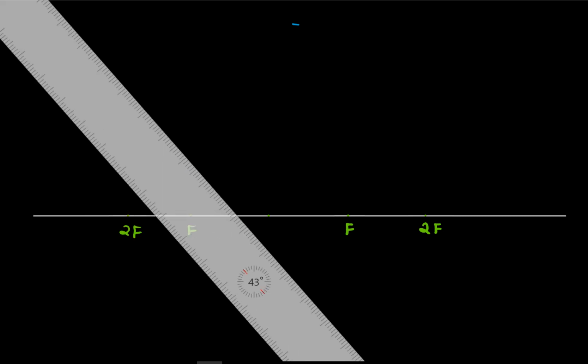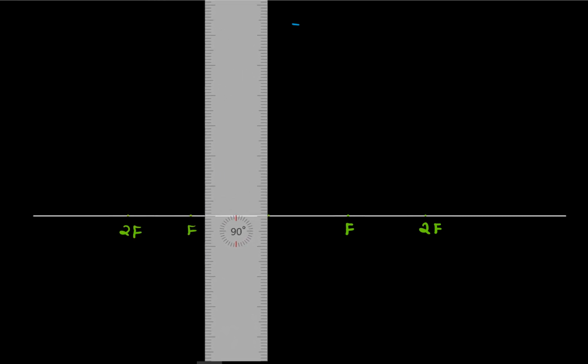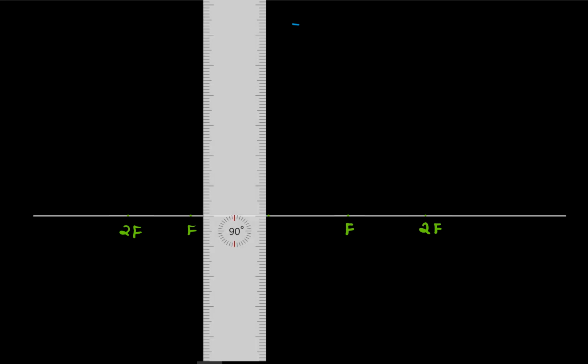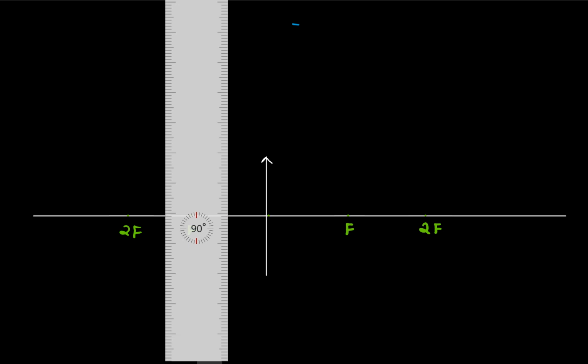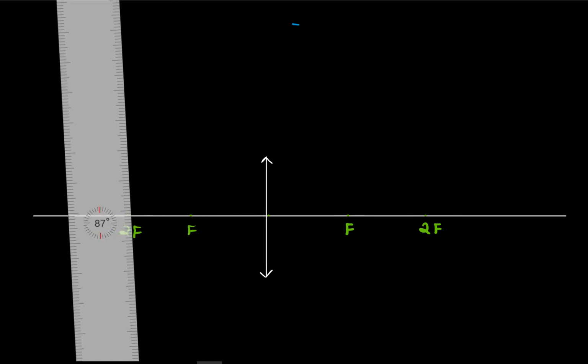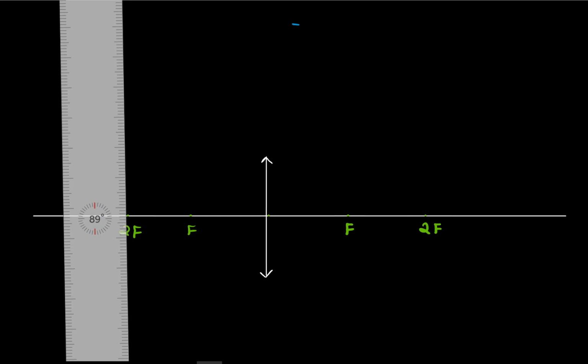And now I make my ruler vertical and I draw my lens. And my lens, once again, is equal distance above the principal axis as it is below. Okay. So again I draw the arrows to show the symbol of a lens. So there is no need to mark it as lens because the symbol itself stands for the lens. Now I'm going to keep it at 2F like I told you before.